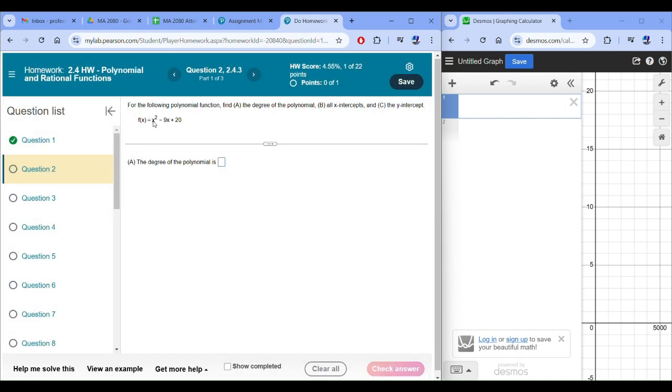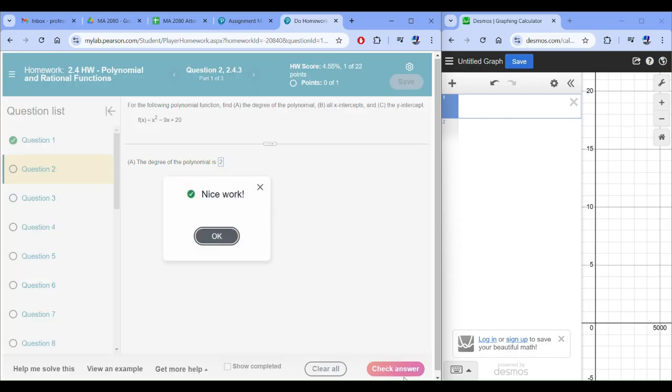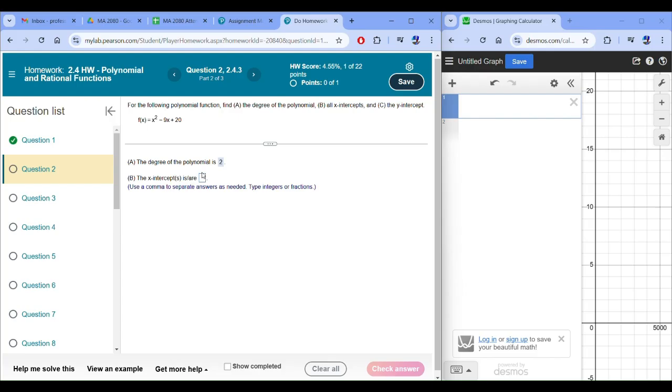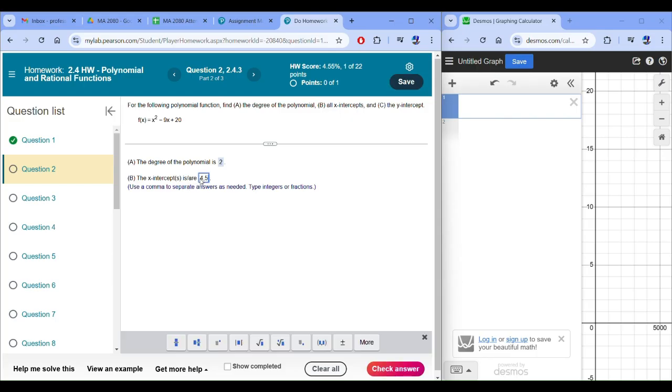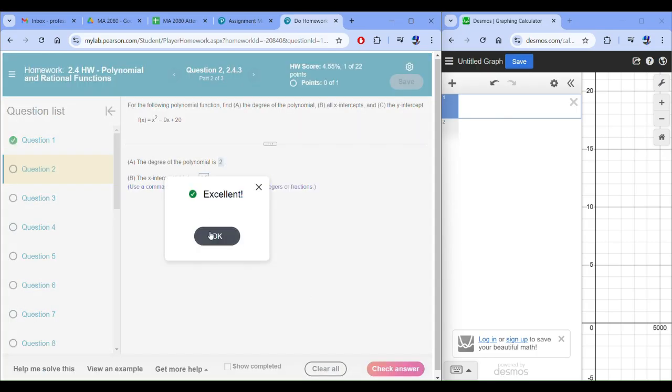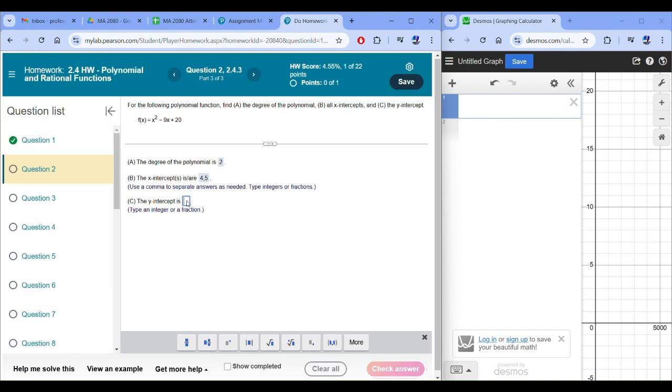Now, same thing here. This is x squared, so this is degree 2. The x-intercepts are what multiplies to 20 and adds to negative 9. Negative 10 and 1. No. Negative 5, negative 4. So x is 5 and 4. The y-intercept is going to be 20. You just plug in 0.